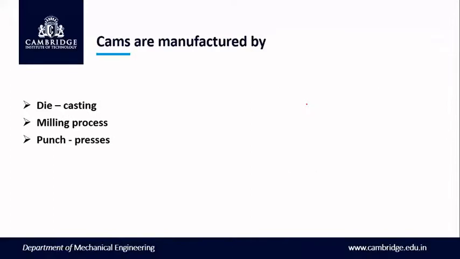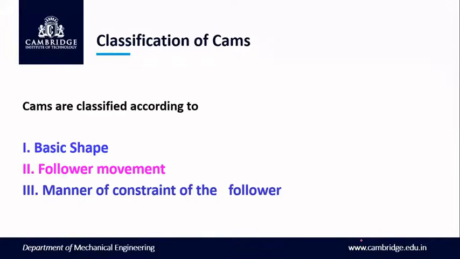Generally, cams are manufactured by three processes: die casting, milling process, and punch presses. The shape of the cam is not always the same. The profile of the cam depends upon the application. Hence, we can go for die casting, milling process, and punch presses. Let us move on to the next topic, the classification of cams.